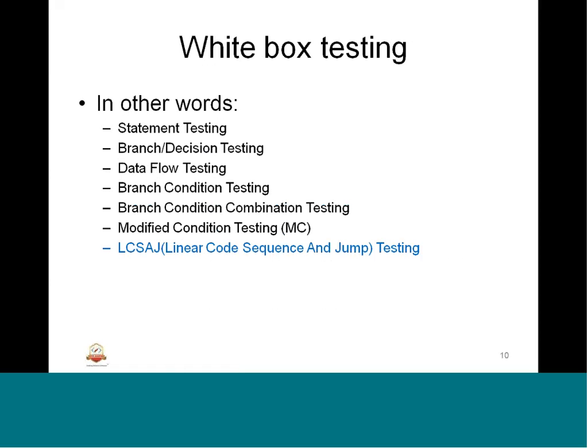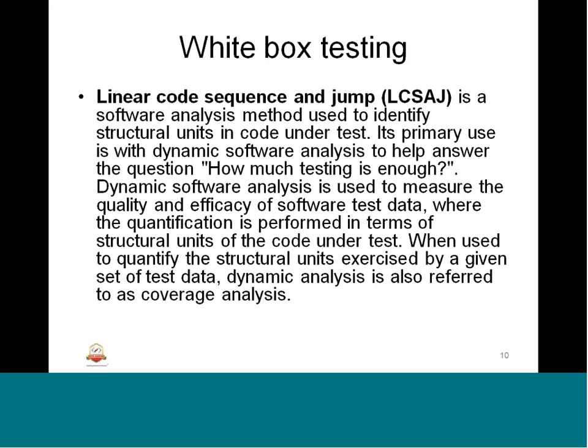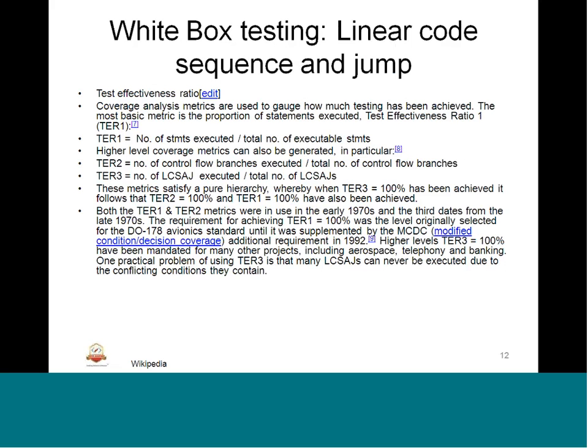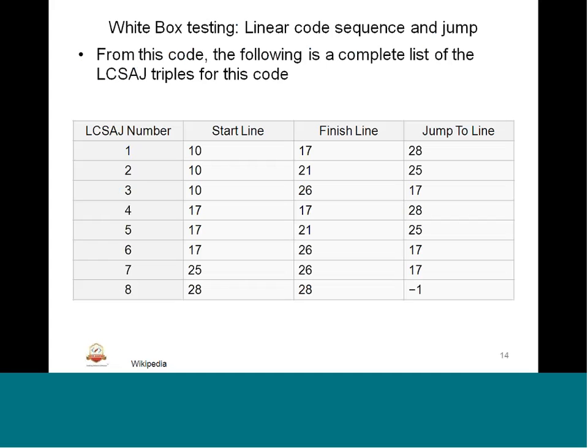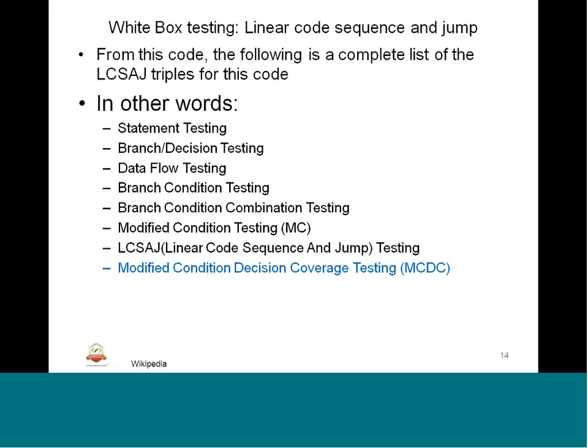Also, the last one, the linear code sequence and jump testing, we did. Here we have seen three types of TER, test effectiveness ratios, where TER 1 is the number of statements, statement coverage basically, TER 2 is the number of control flow branches versus total control flow branches, and the last one is LCSAJs executed. They used to use it initially, but nowadays they use other types of testing. We also went through some examples, and this is the LCSAJ table, where the total number of LCSAJs with the start line, finish line and the jump line will be addressed.